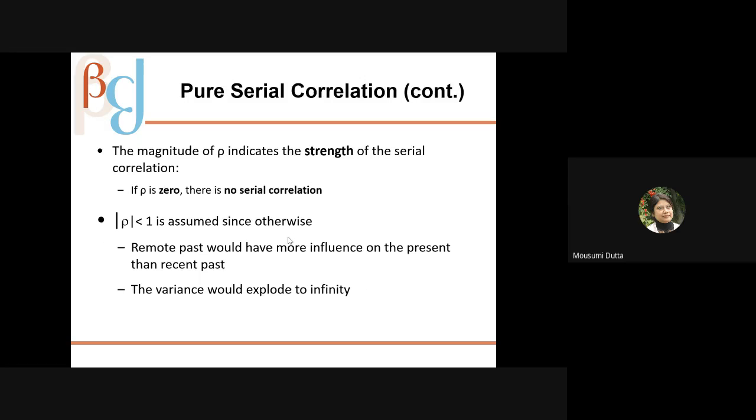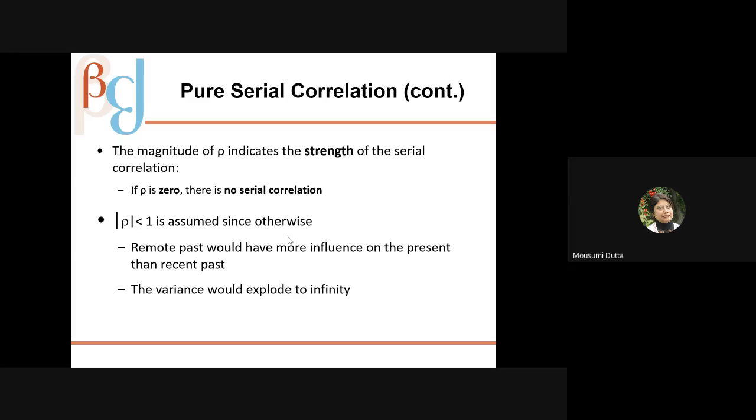The magnitude of rho indicates the strength of the serial correlation. If rho is 0, there is no serial correlation at all. In that case, your ut is epsilon t. The mod value of rho is assumed to be less than 1, since otherwise the remote past would have more influence on the recent past, and variance would explode to infinity.